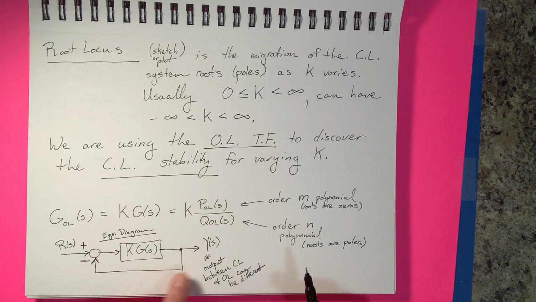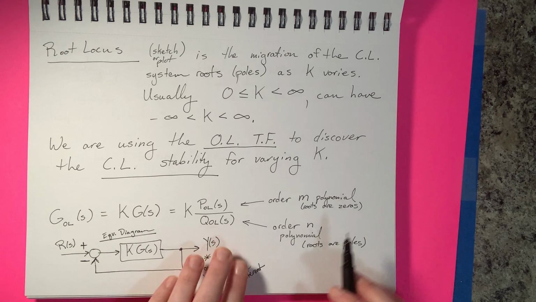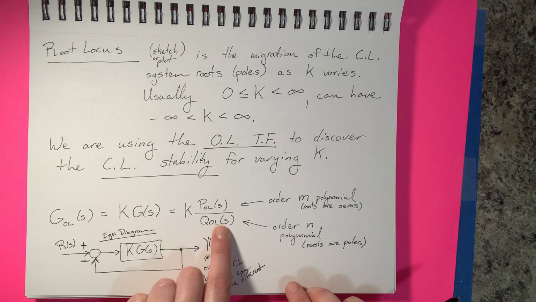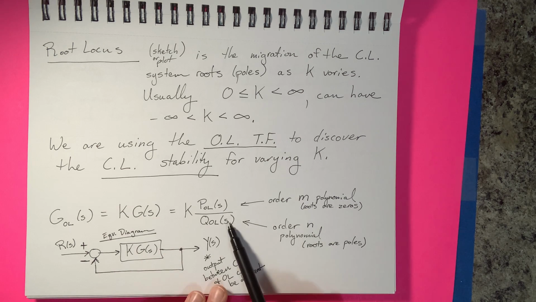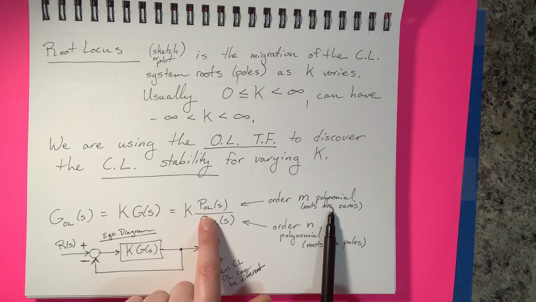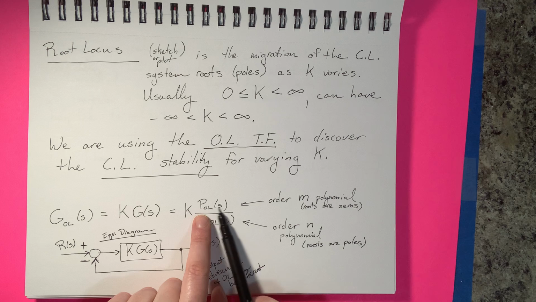Okay, so we do make a note about that. But back here with the open loop transfer function, most of our work is going to be examining this guy. We're going to be picking out the zeros. So the zeros are, again, the roots of the polynomial on top, the numerator. There will be m of them.